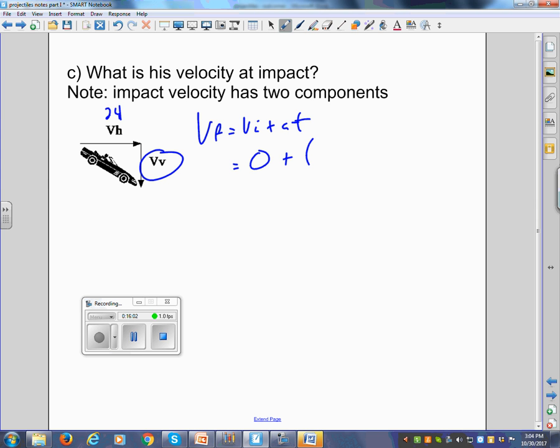What's the vertical component of acceleration? Minus 9.8, and our time is 3.03. That's what you're going to say, Dawson? I apologize for not letting you finish. You know I didn't mean it. 29.7. And that would be meters per second, right?